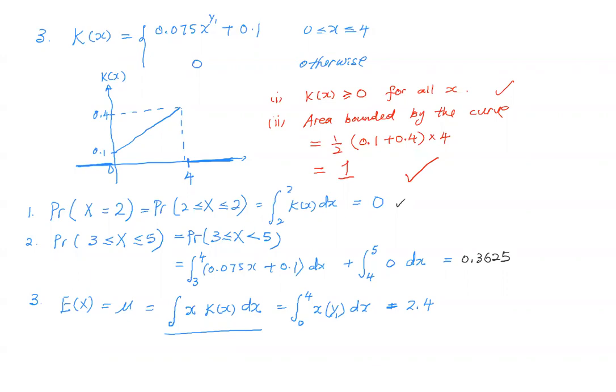Now, how to find the median? The mode you know is 4. Why do I say the mode is 4? Because that one has the highest relative frequency, correct? So the mode is 4. How to find the median? What do you mean by median? Since I have only one formula, if I integrate from 0 to m, m is the median.